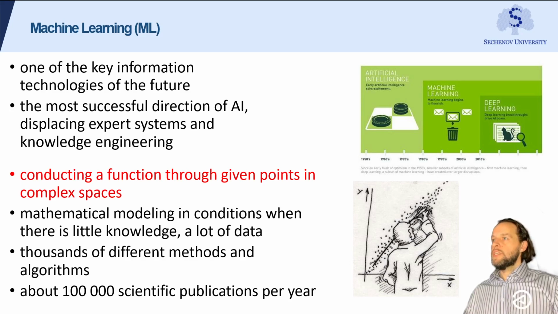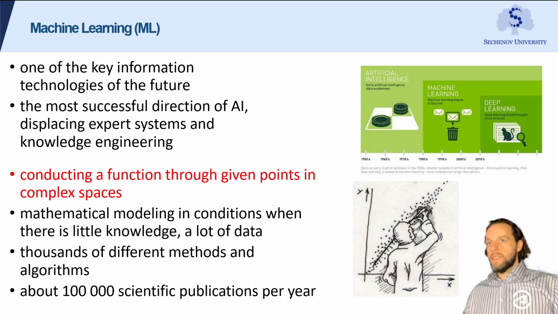So currently, machine learning is one of the key informational technologies nowadays, and it's the most successful application of artificial intelligence, and these methods are displacing expert systems and knowledge engineering, and these methods enable us to give results in complex spaces of features, and we're able to apply them on huge amounts of data in real time. So it's a tool for big data processing.